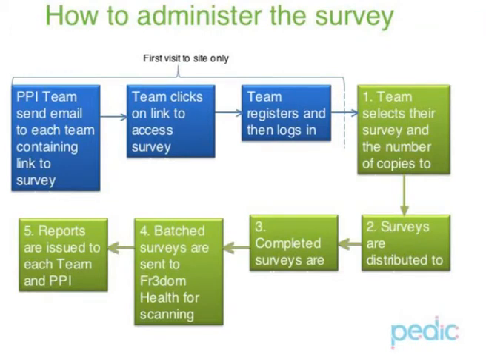The printing, production and return of the surveys is basically an automated system. There is a first stage when you have to register, which you can see on the blue steps, which are one-off. Once you've done them, you don't have to repeat them. Initially, the PPI team will send you a link to a website. When you click on that, you'll receive a passcode to go into the Pedic website and register and log in.